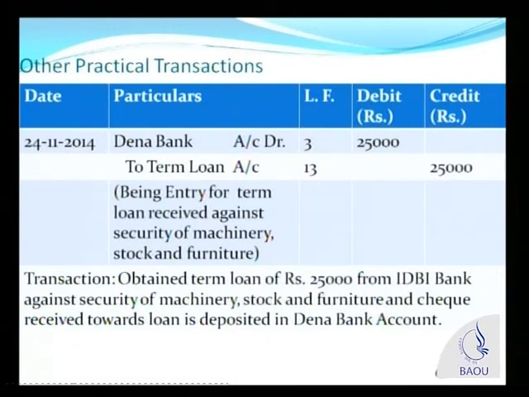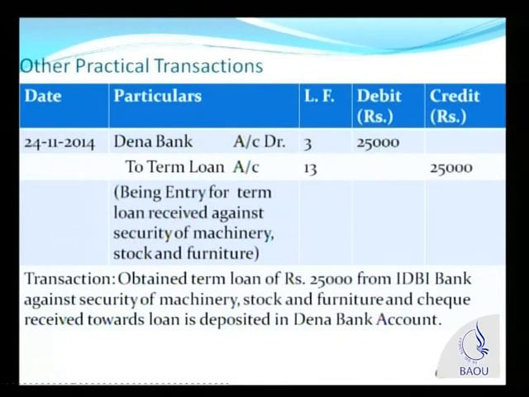But when you write term loan, you know that from IDBI Bank we have borrowed this money, or we have taken this term loan of rupees 25,000, and in the narration we have written being entry for term loan received against security of machinery, stock and furniture. You can also add receipt from IDBI Bank, or you can even title this account as term loan from IDBI Bank, as I told you.